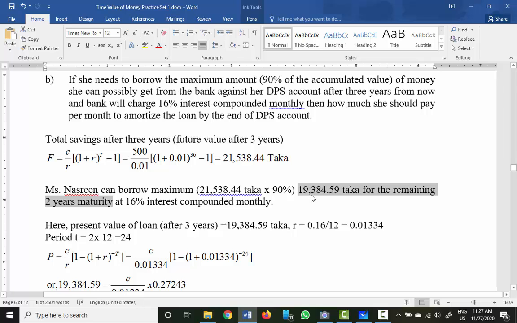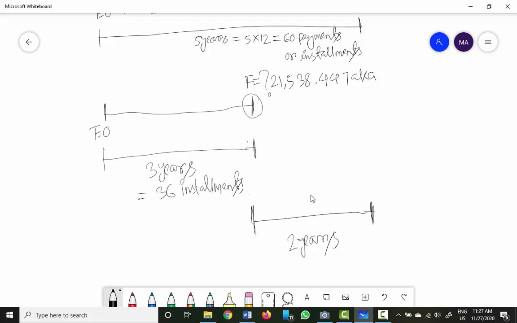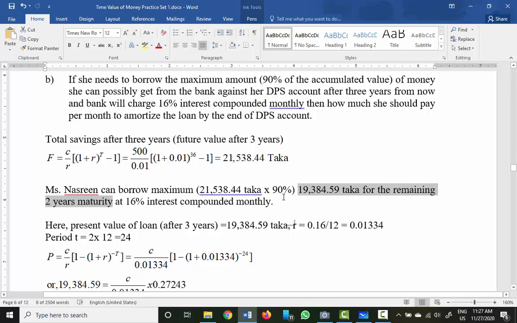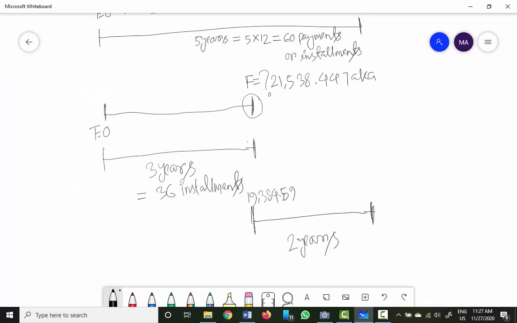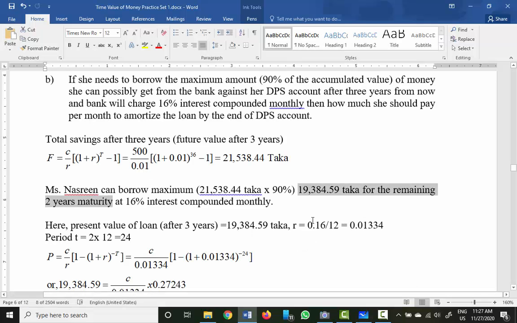So she can borrow 19,384.59 taka at this period. That means after 3 years. But she needs to pay off the loan within 3 years. That means by the time the DPS account matures, she needs to pay off the loan. So that means she will get only 2 years to pay off the loan.